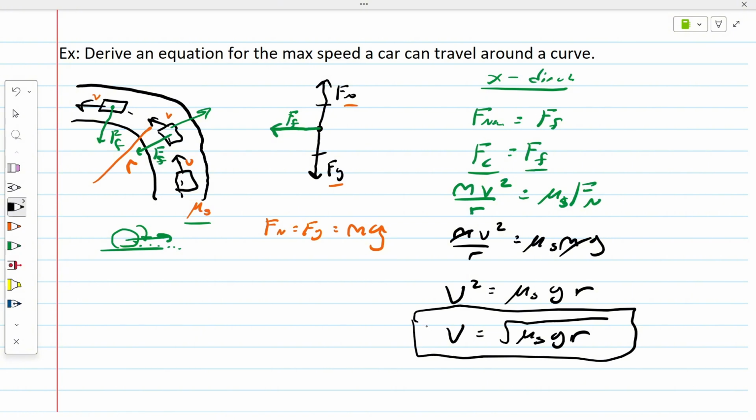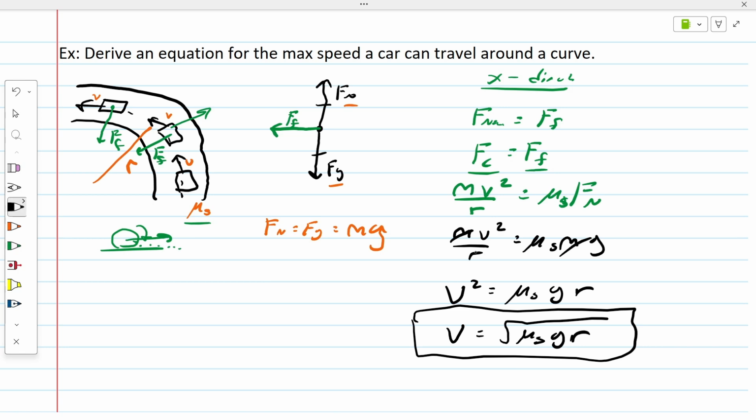Which might sound counterintuitive, but if you think of a big truck, it's not that it's going to slide out easier, it just might tip over, which is a whole different scenario. This is just looking at the max speed it can travel before it slides out.